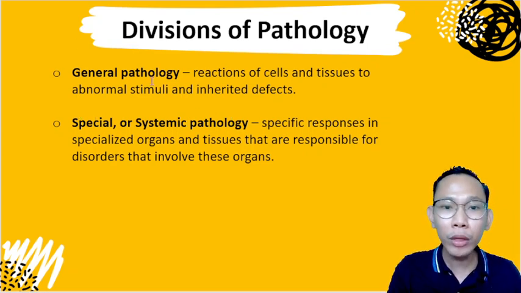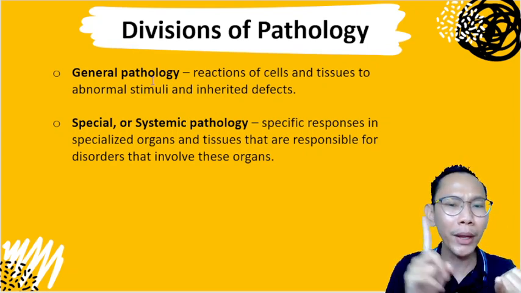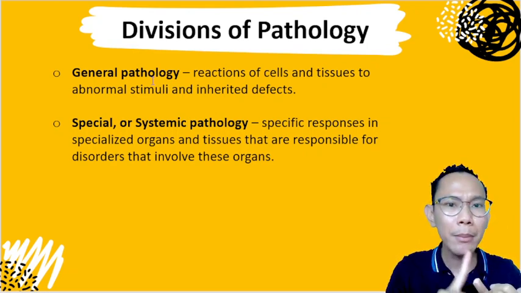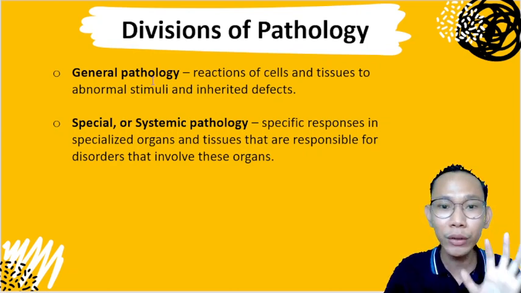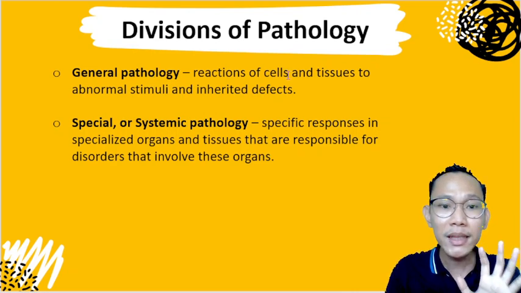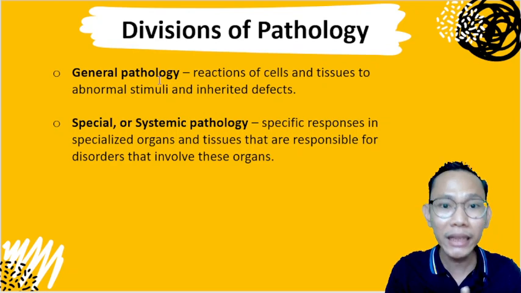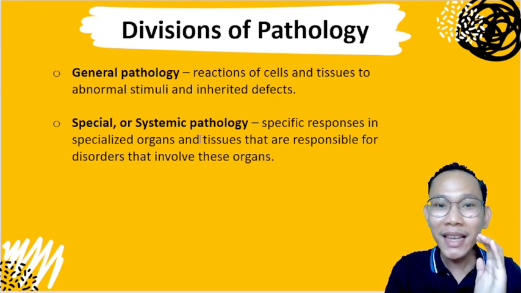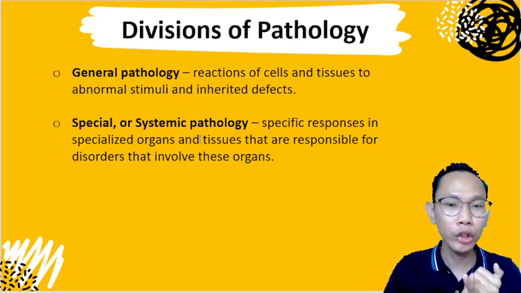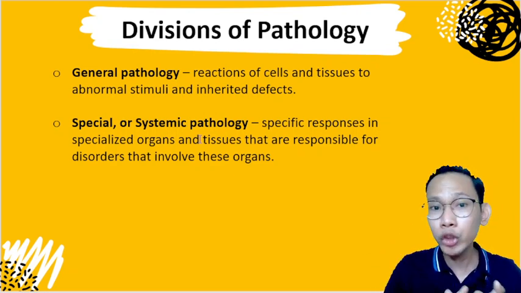Unlike general pathology, kahit sa anong parte ng katawan. For example, may inflammation ka, pwedeng magkaroon ng inflammation sa kidney, pwedeng magkaroon ng infection sa lungs. So in short, it is not specific to a certain organ. The reaction of cells and tissues to an abnormal stimulus is not specific to that organ. It can happen on different parts of the body. While in systemic pathology, dyan na yung very specific. May specific pathology sa puso, specific pathology sa kidney, specific pathology sa ating baga.